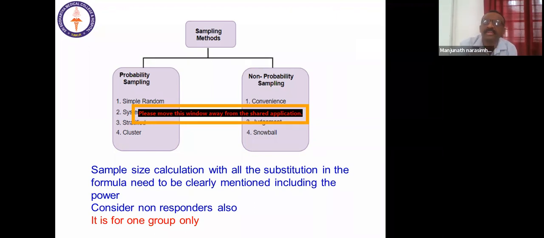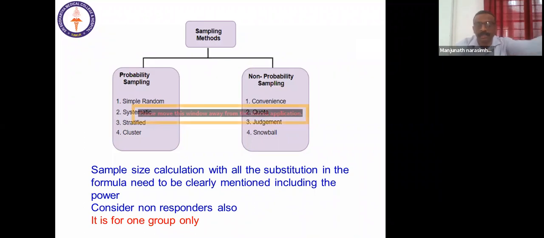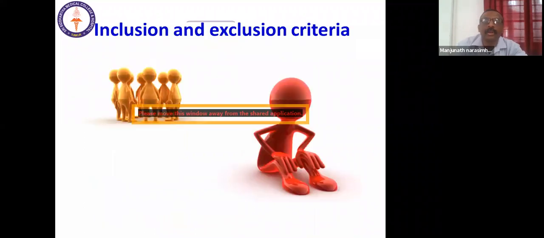Then there are different methods, probability sampling and non-probability sampling. Probability sampling is usually done for quantitative analysis, where you are going to get very valid data, and non-probability sampling is usually done for qualitative studies. All this I think they would have taught already. I will not go into detail because it will take a longer time.